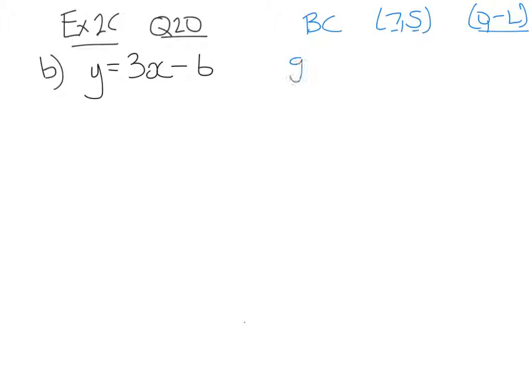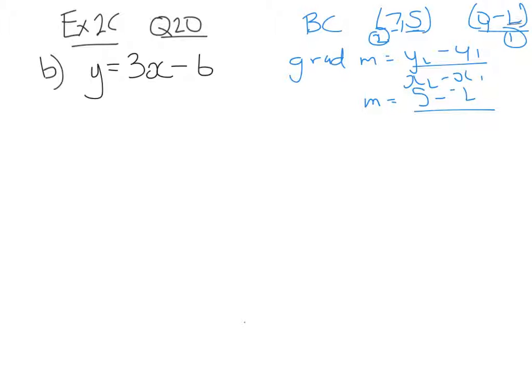So the gradient m would be equal to y2 minus y1 over x2 minus x1. So that would mean the gradient would be 5 minus negative 2, if this is point number 2 and this is point number 1, over 7 minus 0. Minus and minus is a plus, so 5 plus 2 is 7. 7 take away 0 is 7. So the gradient is 1.